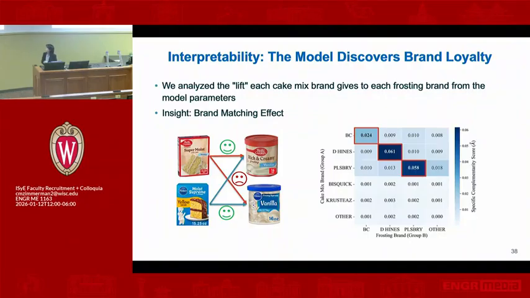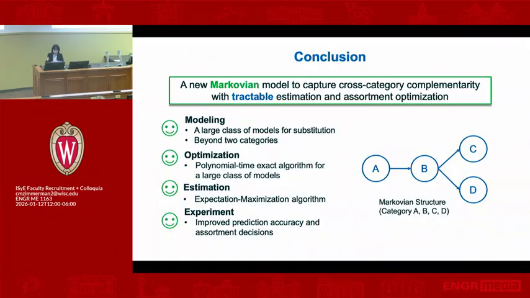Finally, I also want to show the model itself is not a black box. It can actually discover some interesting managerial insights by leveraging the estimated model parameters. We find a strong brand matching effect: a customer who buys a cake mix of a particular brand will be more likely to buy the cake frosting of the same brand. So that's the first project.